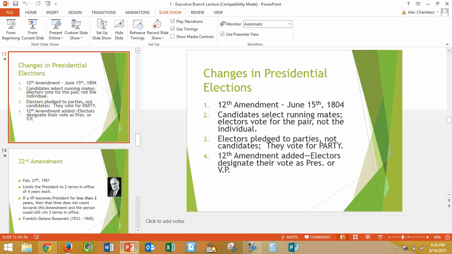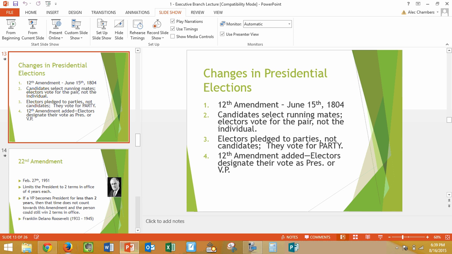There have been several changes to how we elect a president over the course of our history since 1776 and 1787 when our Constitution was put into place. The 12th Amendment, June 15th, 1804, got rid of the individual vote. So the conspiracy, the controversy that happened with the Jefferson Burr election in 1800 led to the 12th Amendment in 1804, stating that every candidate selects a running mate and the electors, the people, vote for the pair, not for the individual. We're going to look at electors here in just a second.